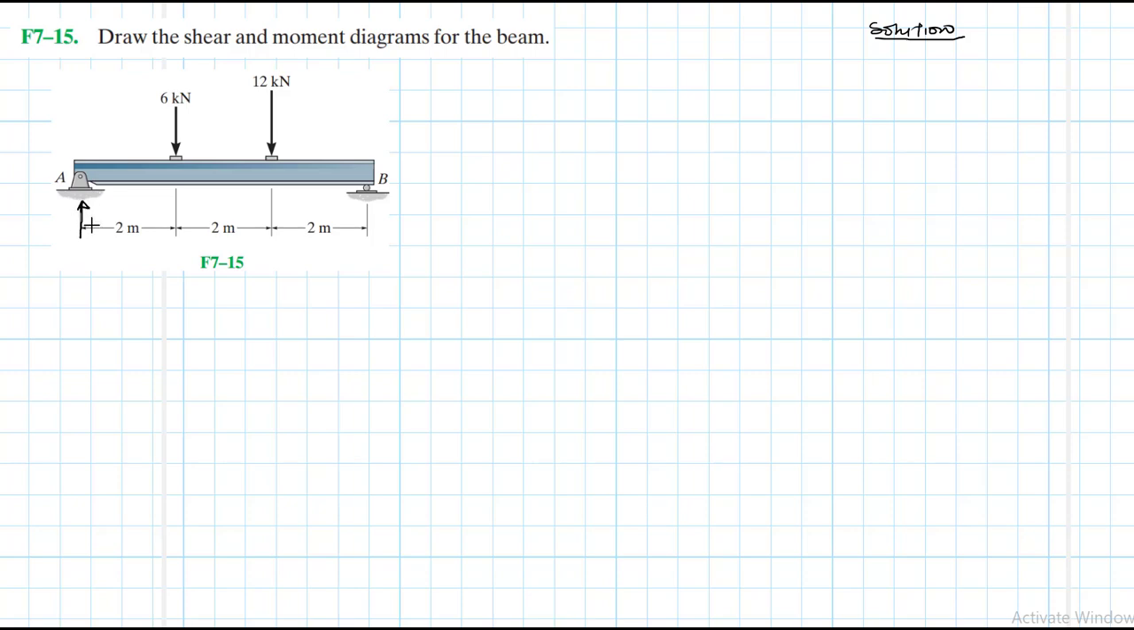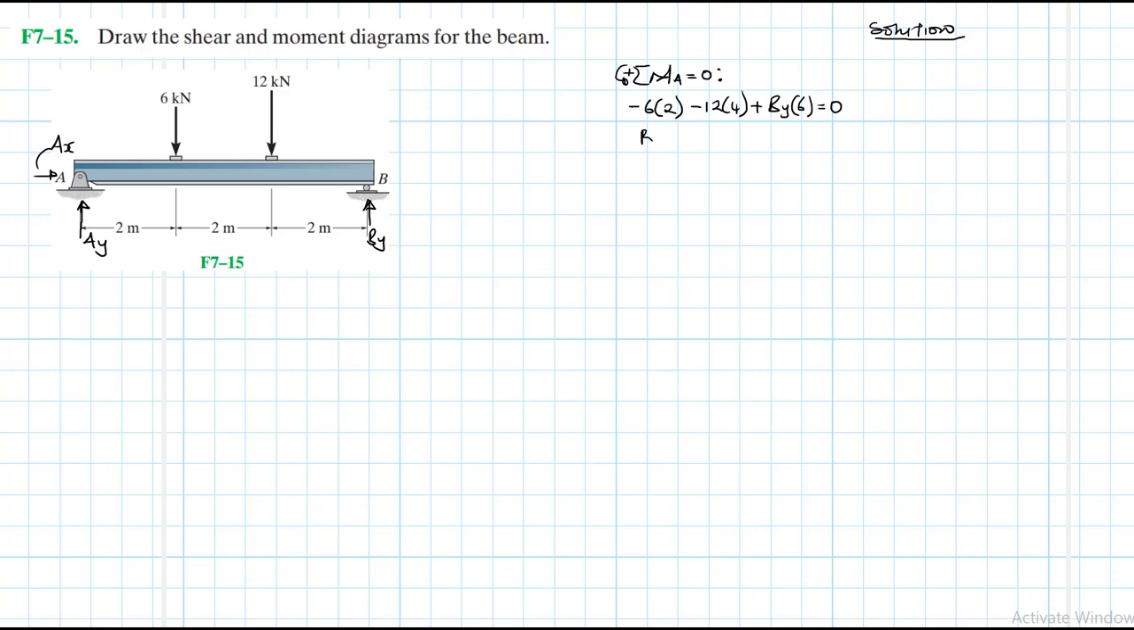At A, I expect Ay and Ax like so, and at B, we expect a By. Right. Let's apply the equations of equilibrium. So summation of moments about point A equal to 0, with clockwise being our reference. What do we have? We have minus 6 by 2, minus 12 by 4, then plus By by 6 equal to 0.